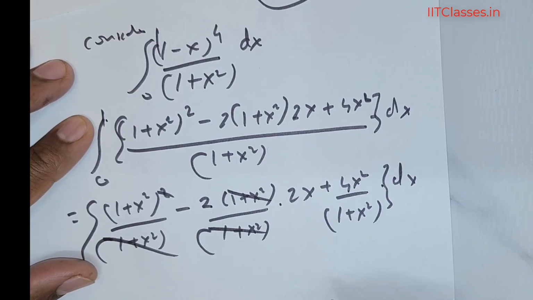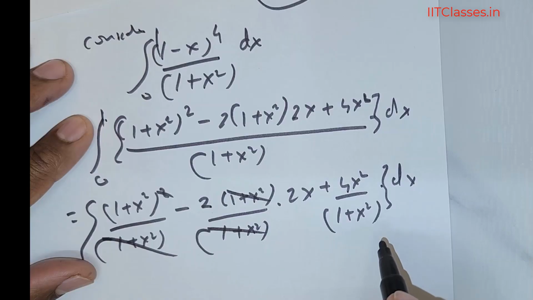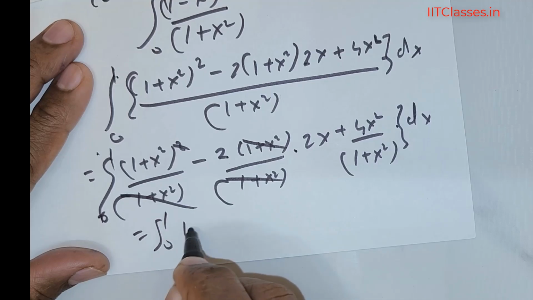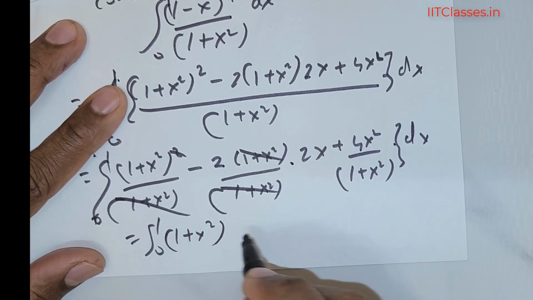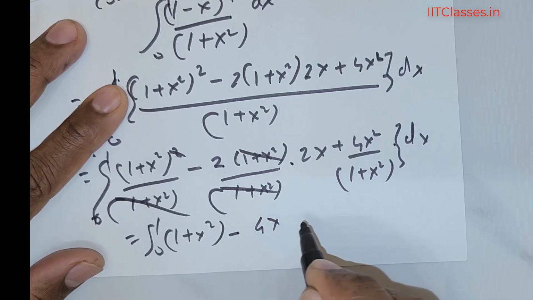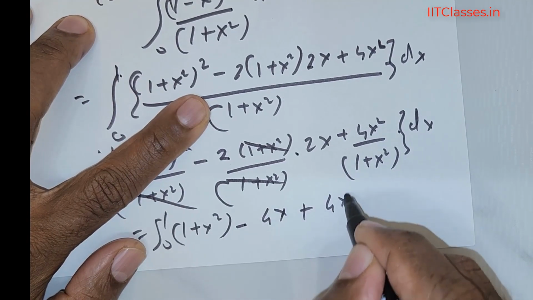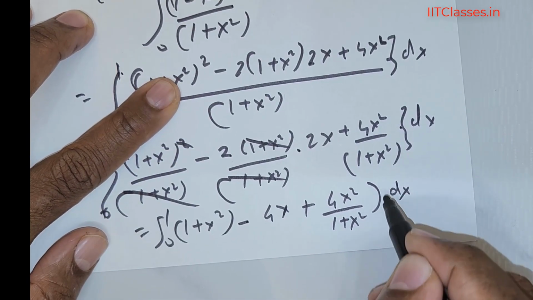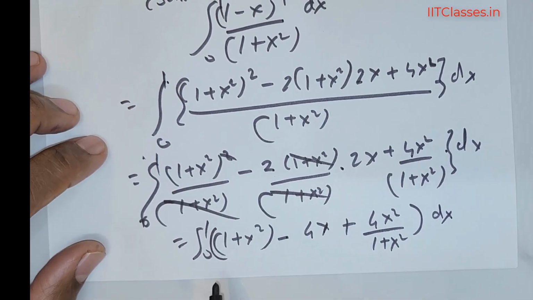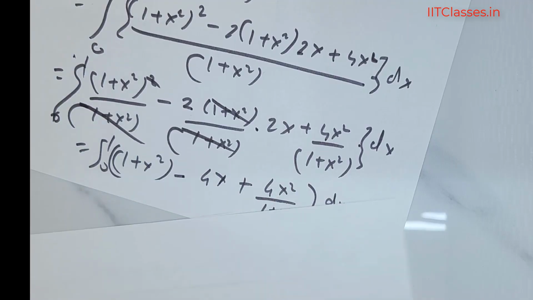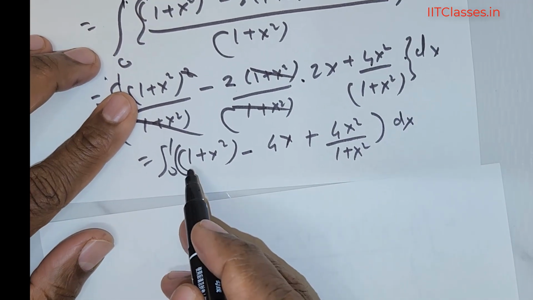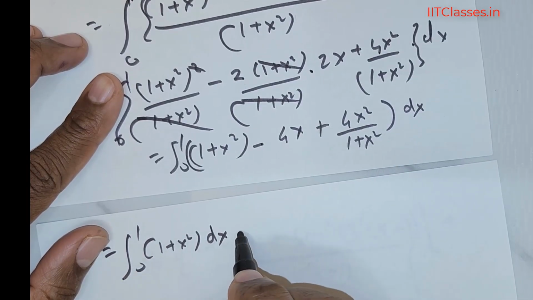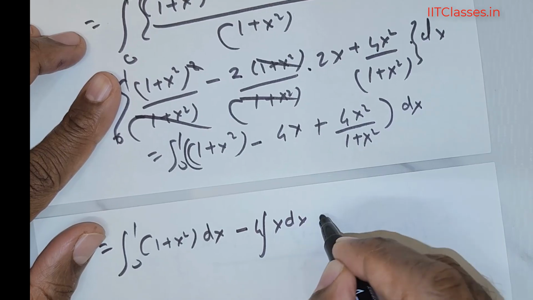Now what am I left with? So 0 to 1, I have 1+x^2, negative 4 times x, and positive 4x^2 divided by 1+x^2. This is what I've got, times the dx. Okay, so we have to integrate this. So this is straightforward, right? So integral 0 to 1, 1+x^2 times the dx, and then 4 times x dx.